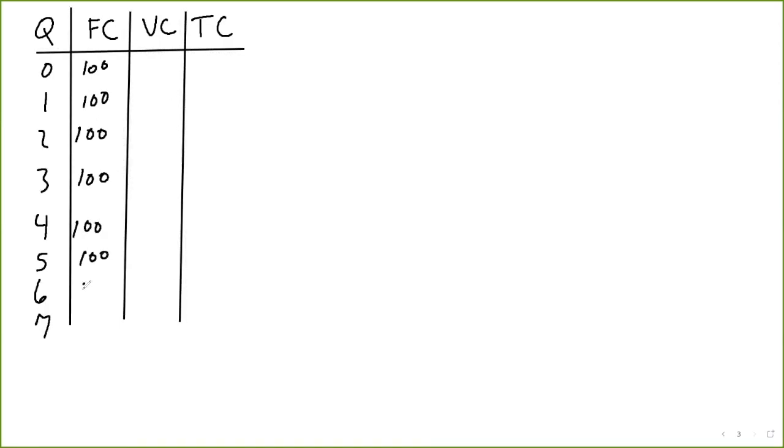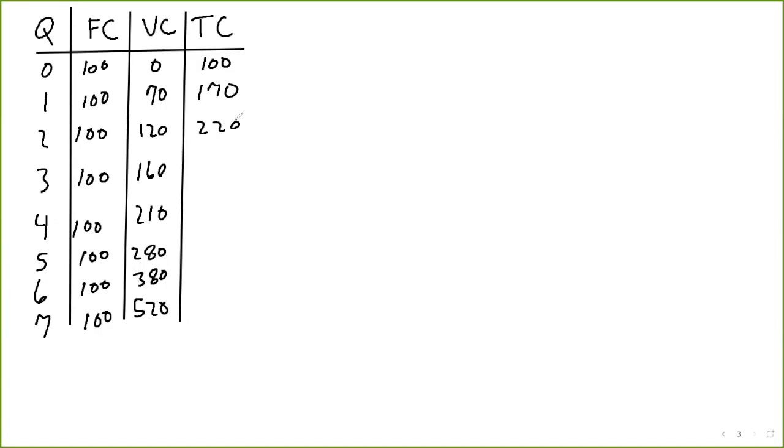So here's a hypothetical example. We have different amounts of quantity we're producing. We have a fixed cost of $100, which is constant no matter what our quantity is. And then we have variable cost, which is increasing as the quantity is increasing. And then total cost is just going to be the sum of fixed cost plus variable cost.